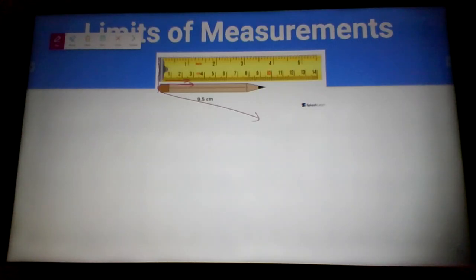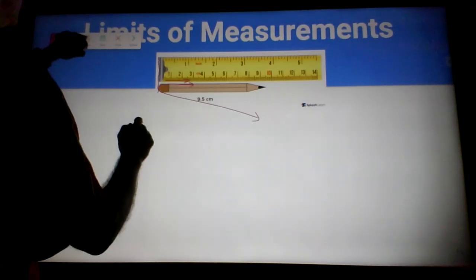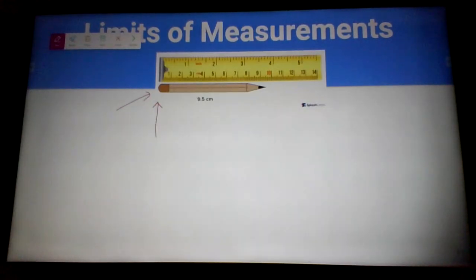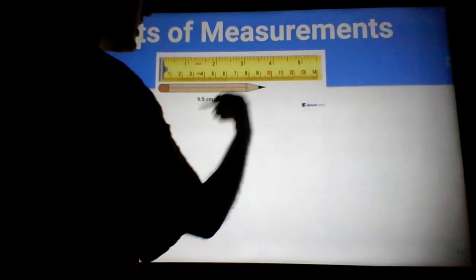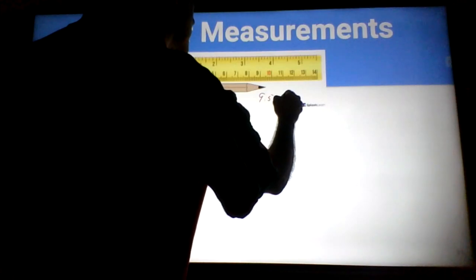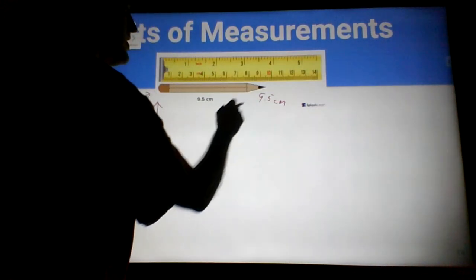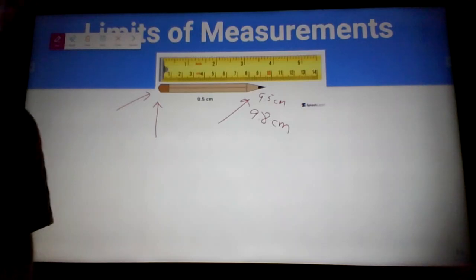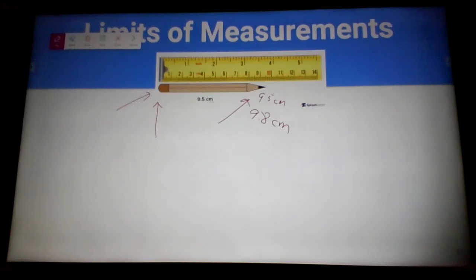Did I read this correctly? Did I read this straight on, or did I read this from a side? Because if I look here and I look straight on, just doing a quick guess now, about 9.5 centimeters. But if I look from this side, that might look more like 9.8 centimeters. So the way we view the instrument is going to change. So we want to look straight perfectly in as we're trying to read measurements.